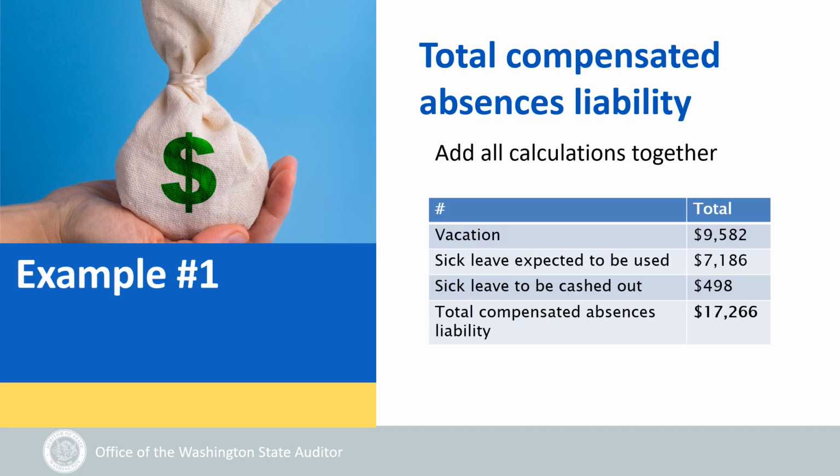The last step is to add all of these calculations together to get your total compensated absence liability. So we take vacation leave, sick leave expected to be used, and sick leave to be cashed out, and get a total liability of $17,266.